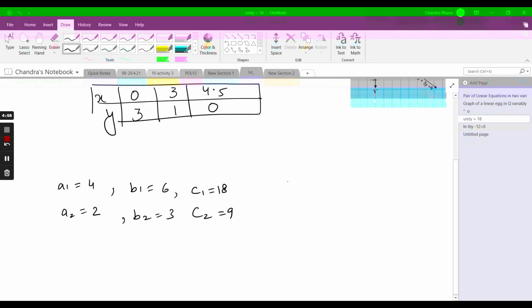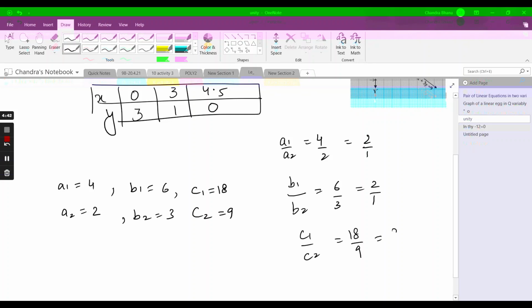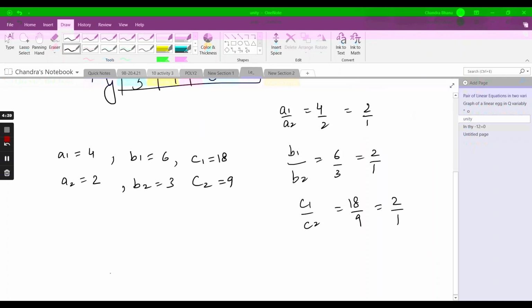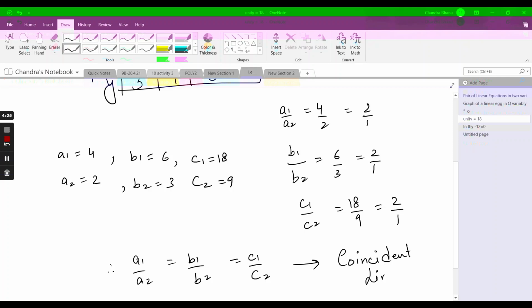So here the ratio of A1 upon A2 is 4 by 2, 2 is to 1. B1 upon B2, 6 by 3, 2 is to 1. C1 upon C2, 18 by 9, again 2 is to 1. So what do we observe? That all the ratios are equal. If all the ratios are equal, that means the lines are also equal. That means they are overlapping each other. They are coincident to each other. Okay? So this ratio helps us in finding what kinds of lines we are going to get.